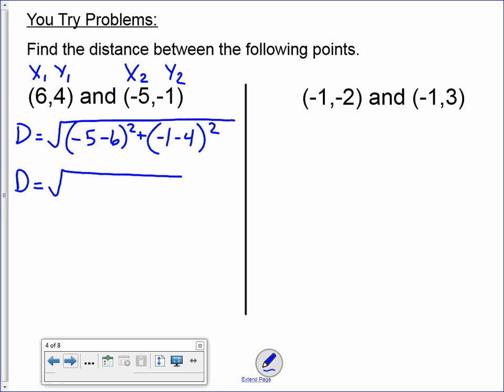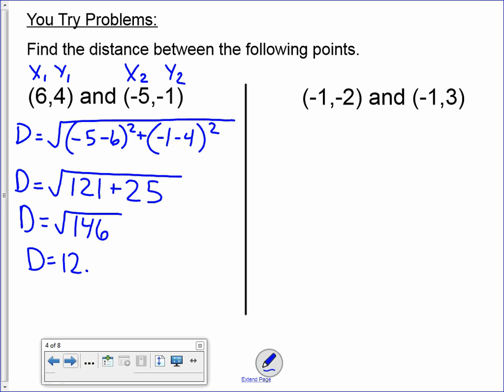-5 minus 6 is -11, and -11 squared is 121. -1 minus 4 is -5, and -5 squared is positive 25. And 121 plus 25 is 146. And the square root of 146 is going to be a decimal. So you should have rounded to one decimal place for a final answer of 12.1. That is the distance between those 2 points.